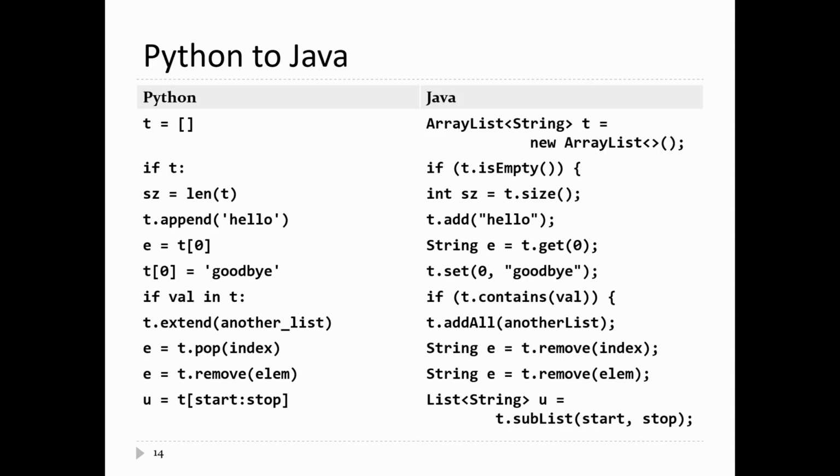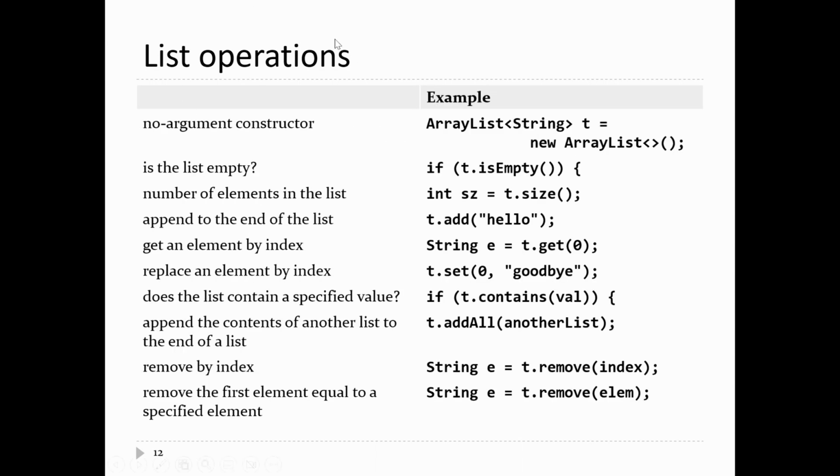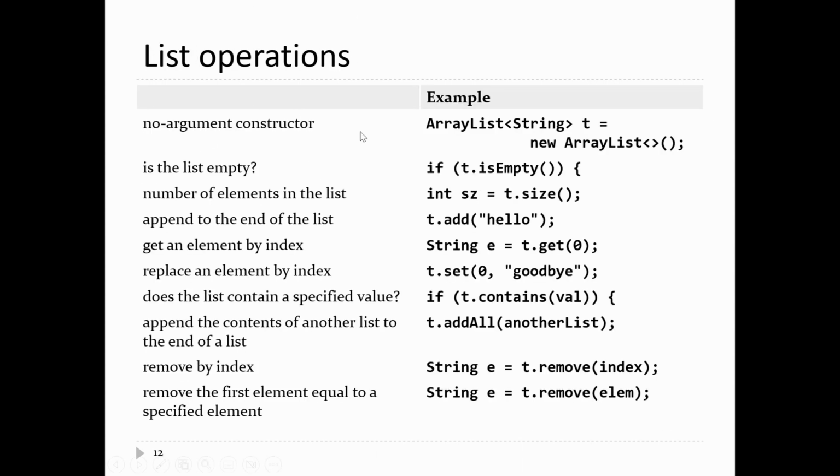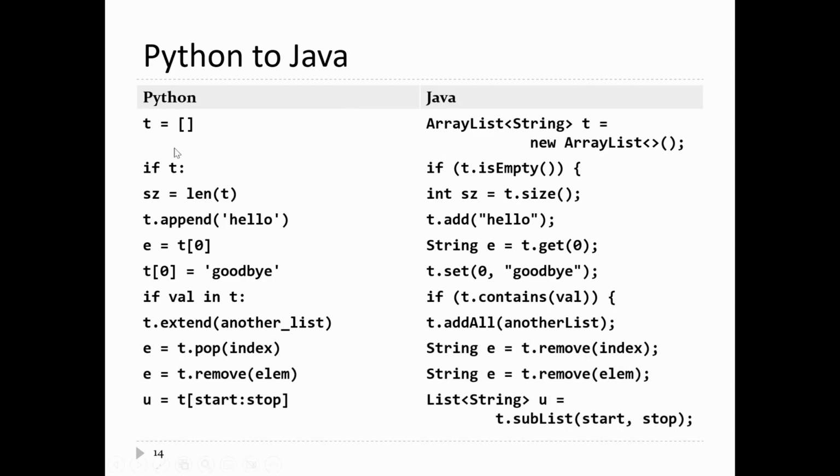Let me just take a quick look. All right. So I want to make a new empty list. There you use the no argument constructor: ArrayList<String> t = new ArrayList<>(), with nothing inside the round brackets. That makes an empty list. In Python, you would just write t equals square brackets. In Java, you call the no argument constructor to make an empty list.